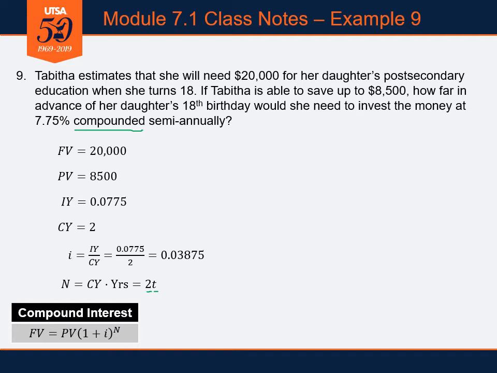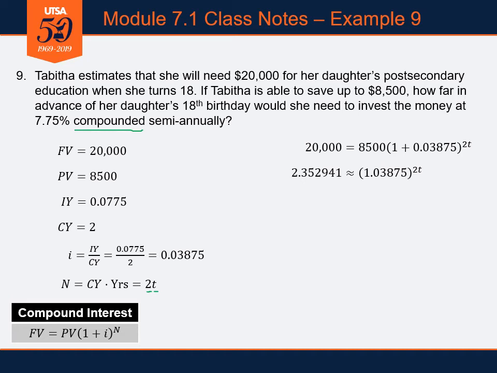Plugging all this information into our compound interest formula gives future value 20,000 equals present value 8,500 times (1 plus 0.03875, for I) raised to the N, which is 2T, power. We work through some operations here. Let's divide both sides by 8,500 to get approximately 2.352941. And then in the parentheses, that's 1.03875, raised to the 2t power.